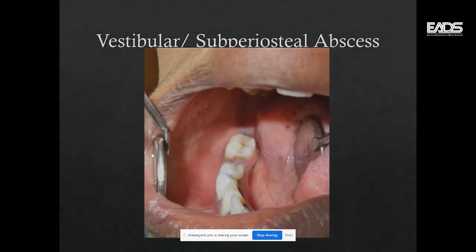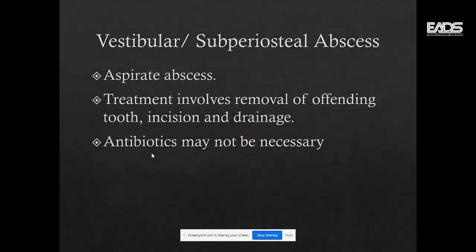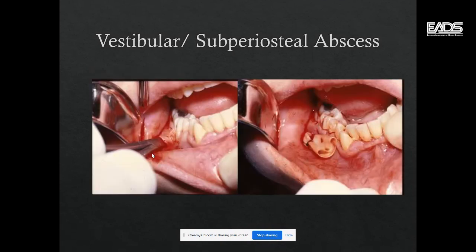This is one of the cases that you can see. They insert the needle and they can aspirate pus coming from the vestibule. So we aspirate the abscess. Treatment involves removal of the offending tooth, incision and drainage, and antibiotics may not usually be necessary because it is confined to that area. This is how it goes. Incision and drainage, and this is the tube for drainage.